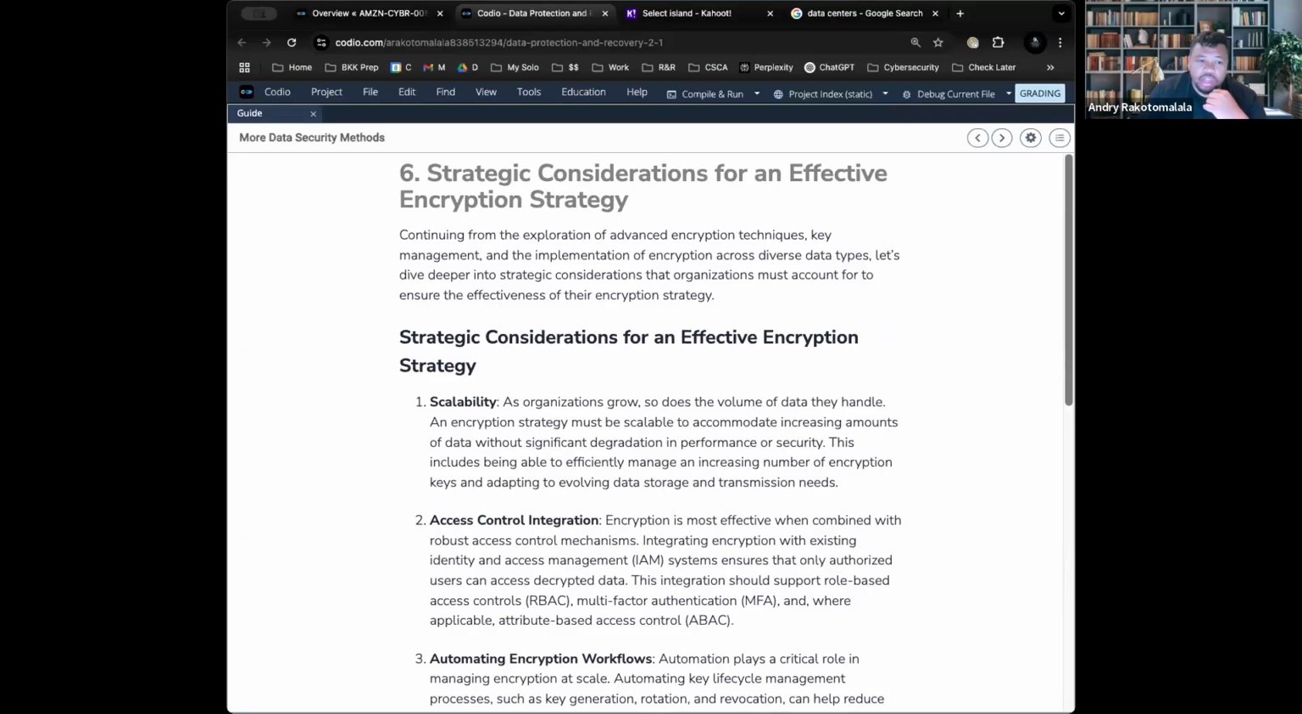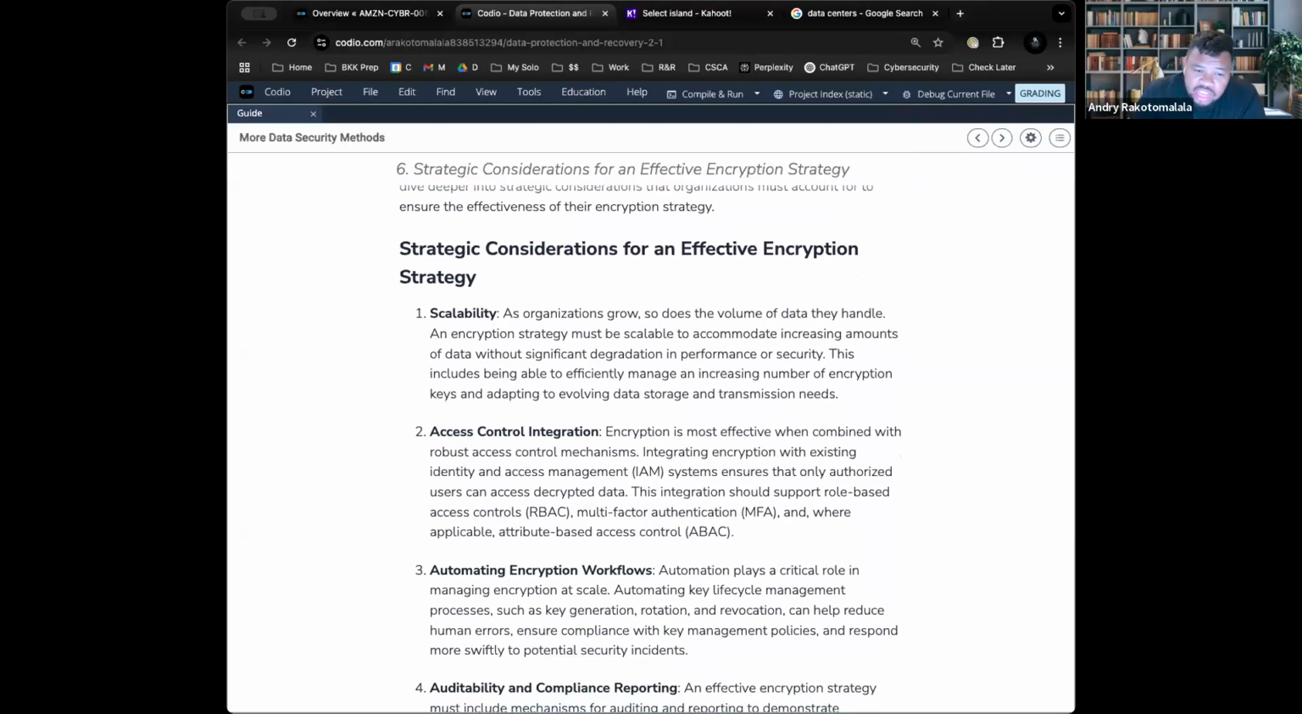All right, let's do one more. I think we had already talked a lot about these. So what are the things you need to keep in mind when it comes to encryption? Well, one of the first things we want to keep in consideration is scalability. Now, your organization, a good organization will grow, right?